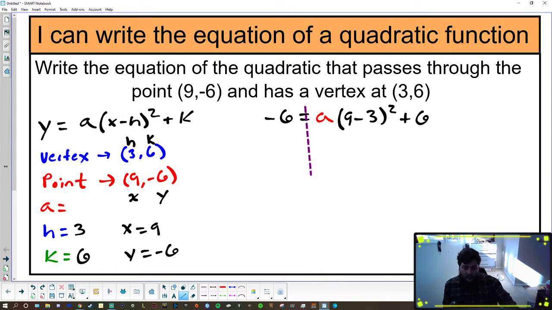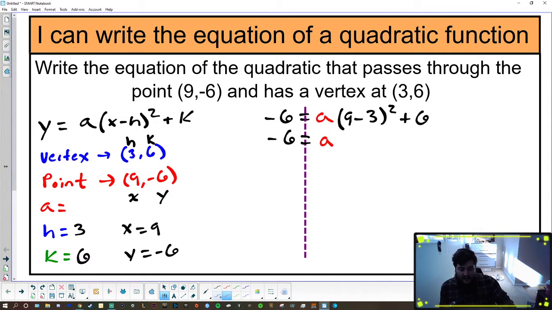So I'm going to draw a line down the equal sign so I can start solving for a. On the left side I have -6. We're not going to touch him. But we're going to start simplifying everything on the right side, starting with what's inside the parentheses. So 9 minus 3 gives me 6. Don't forget that's squared.